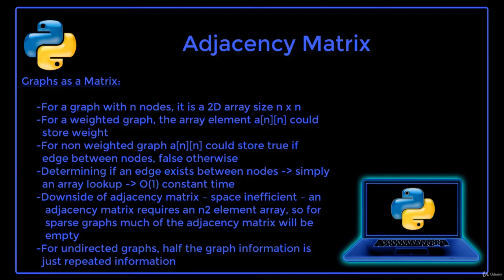The downside of an adjacency matrix is that it is space inefficient. An adjacency matrix requires an n-squared element array, so for sparse graphs, much of the adjacency matrix will be empty. For undirected graphs, half of the graph information is just repeated information.